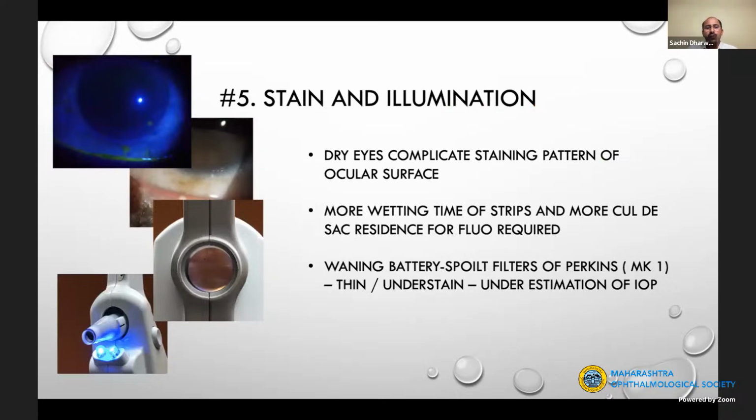Waning batteries and spoiled filters of Perkins tonometers were a very common problem in the MK1 type of tonometer. That led to the understaining or under visualization of the Myers, leading to the underestimation of IOP. With the new MK2 tonometer with the magnifying graticule as well as the LED lights to illuminate the tear film or the Myers, these problems have by far been solved.